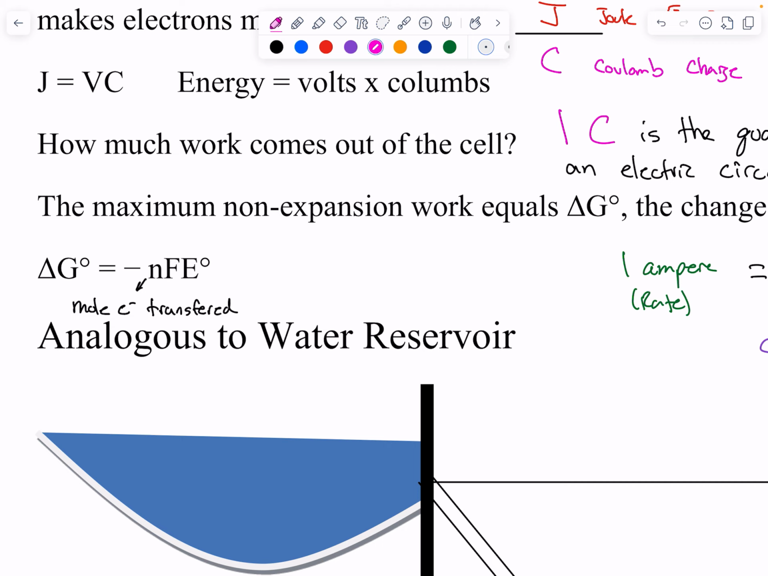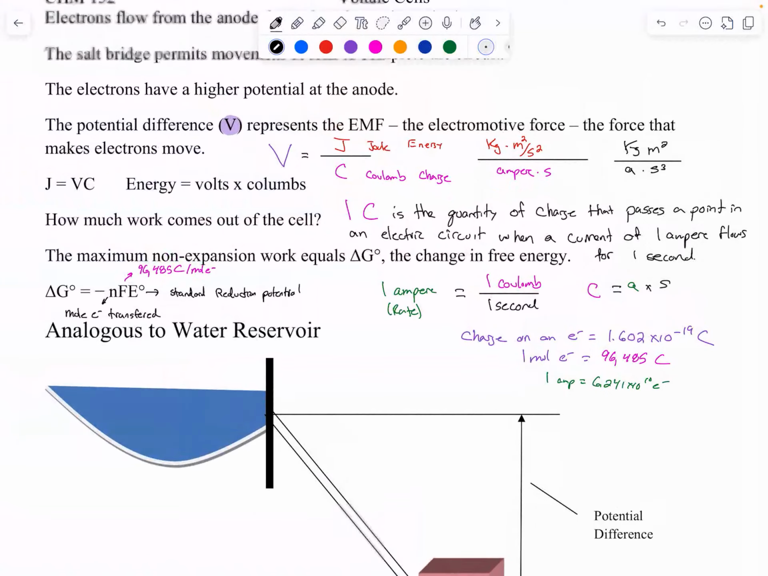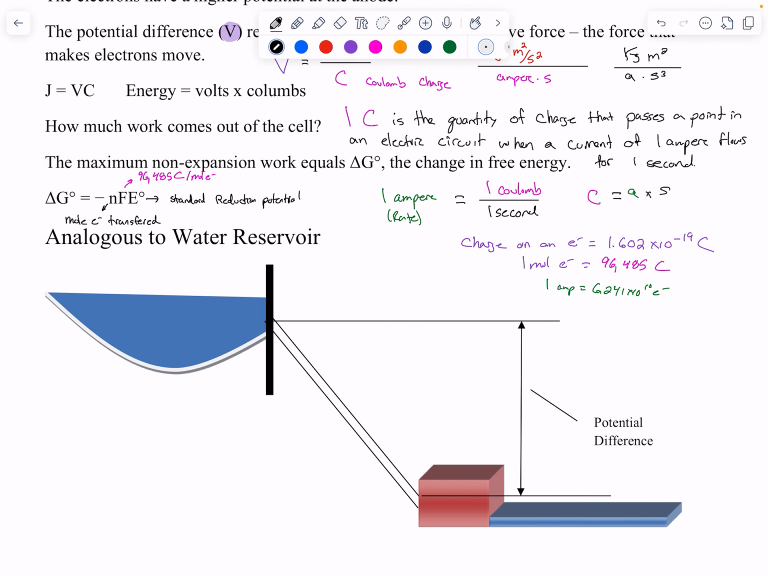F, that's our 96,485 coulombs per mole of electrons. And E, this is our standard reduction potential. All right, we're going to talk about that later on, in a little bit, okay?